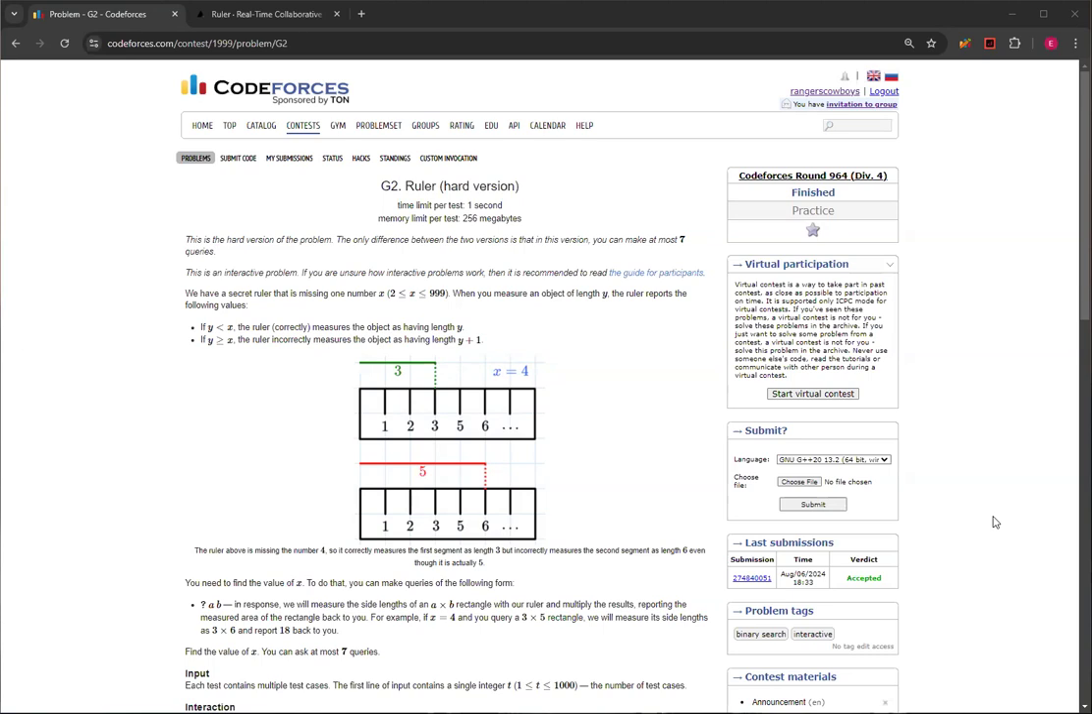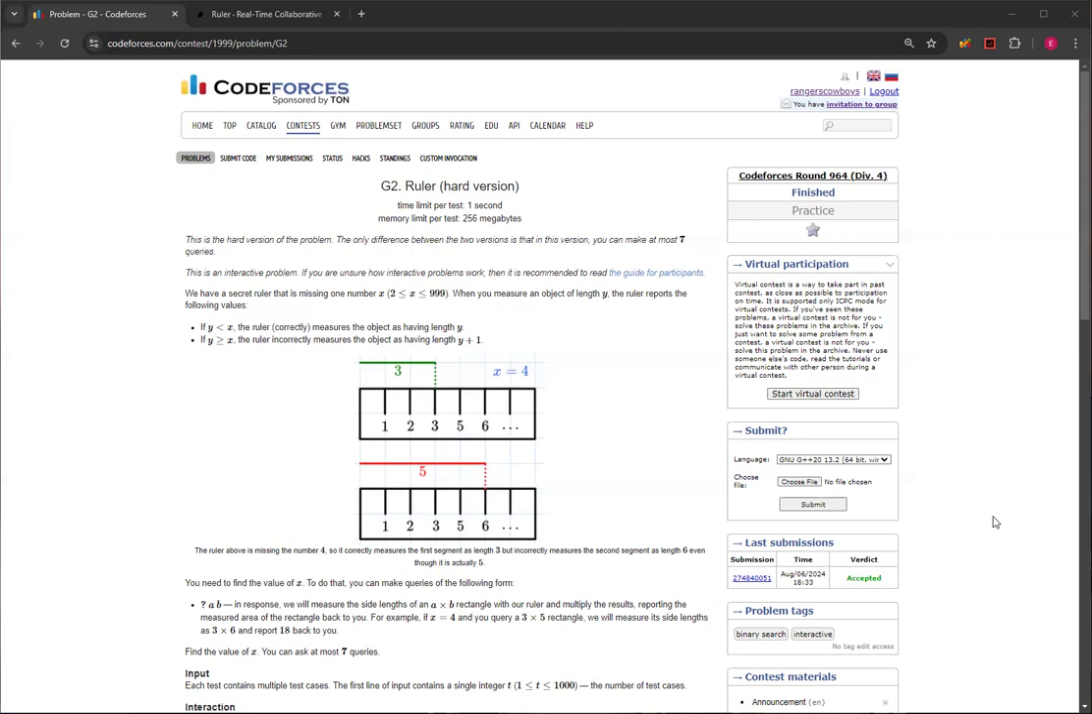In today's video I'm going to show you how to solve Ruler, and this solution works for both the easy version and the hard version, but I'm going to specifically show you how to do the hard version. This is G2 from Codeforces Round 964 Division 4. So this is the hard version of the problem. The difference is that for the hard version you can make at most 7 queries, and for the easy version, you can make at most 10 queries.